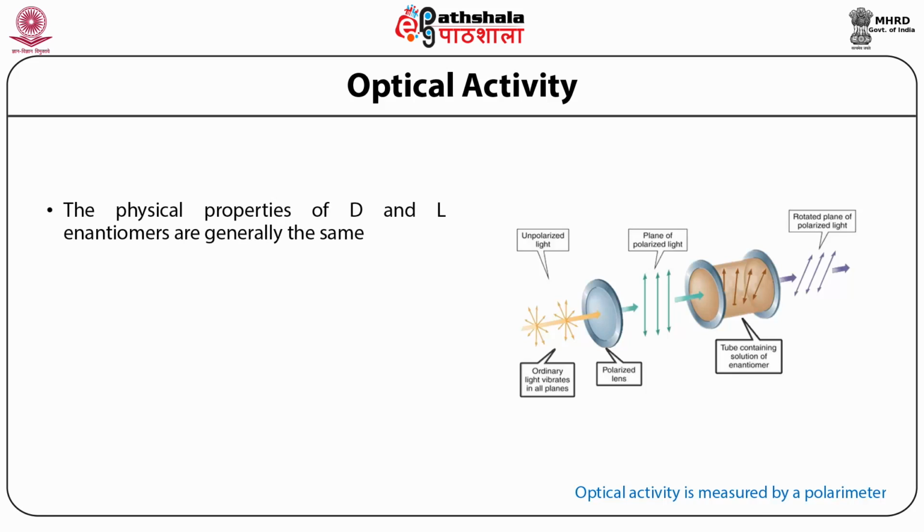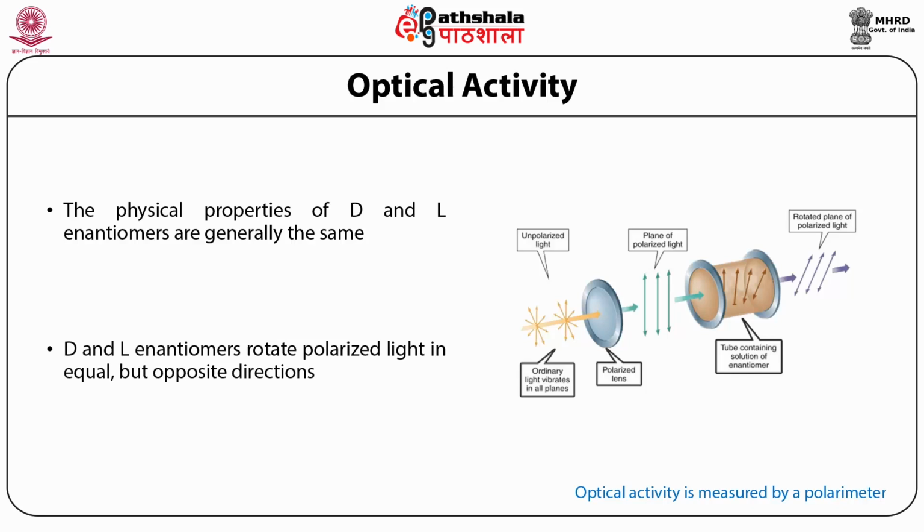The physical properties of the D and L enantiomers are generally the same, but these enantiomers differ in the way they rotate the polarized light. And we will see what this rotation of polarized light actually means. So how can you measure the optical activity of a compound? There is an instrument called a polarimeter, which is used to measure the optical activity of the compound.